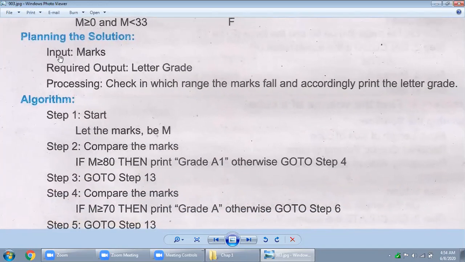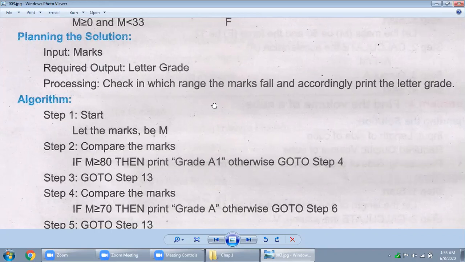First of all, if you have the marks, then you can calculate the grade of any student. If you don't have the marks, you cannot calculate the grades. So the input is marks. The required output is what? Letter grade. Grade means A, you have achieved the A grade, A plus grade, B, C, whatever.